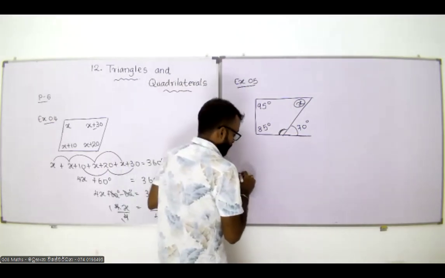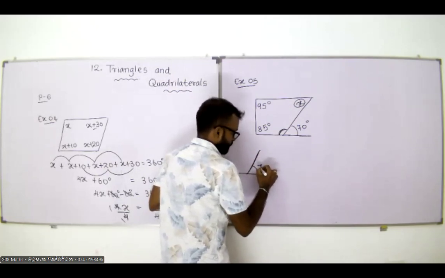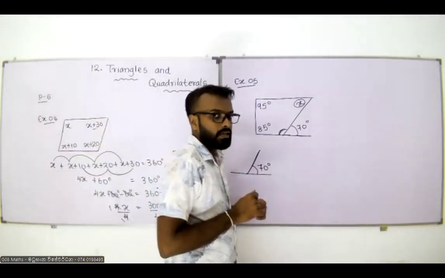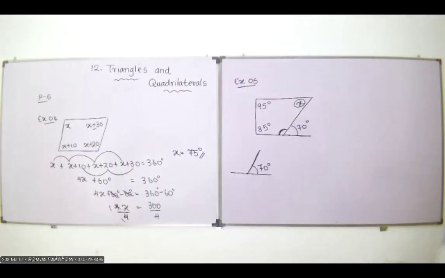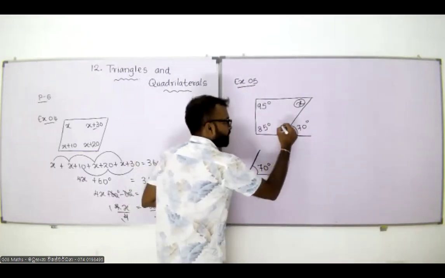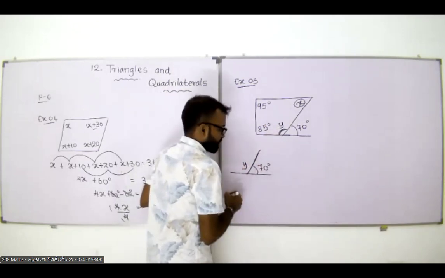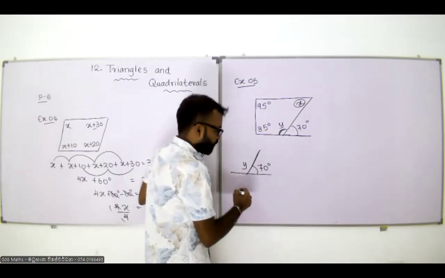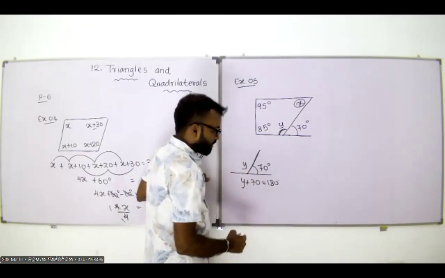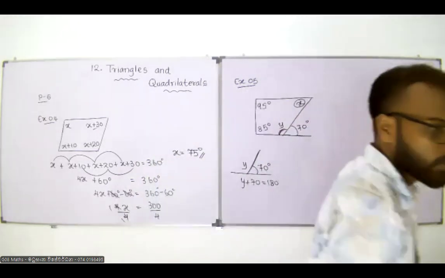What is the summation of the angles on a straight line? Can anyone tell me? What is the sum of the angles on a straight line? 180. Yes, 180. So I will take this as y. That means, first of all, y plus 70 is equal to 180. So take 70 to the other side and find the value of y, so that you can do this easily.